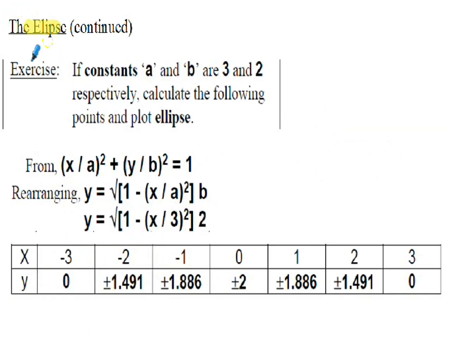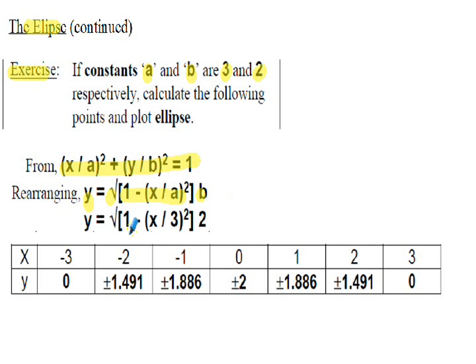The ellipse continued. The exercise given gave us constants a of 3 and b of 2. So rearranging the equation for the ellipse, the general equation given here, we should find that y is equal to the square root of 1 take away (x divided by a) all squared, multiplied by b. Notice the b is outside of the square root.